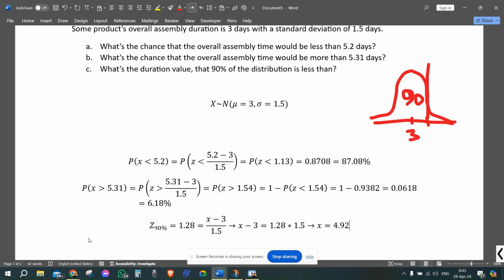So this is how we approach normal distribution. Pretty basic and pretty straightforward questions.